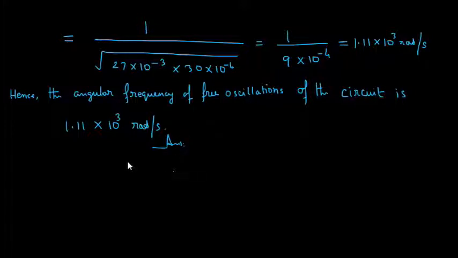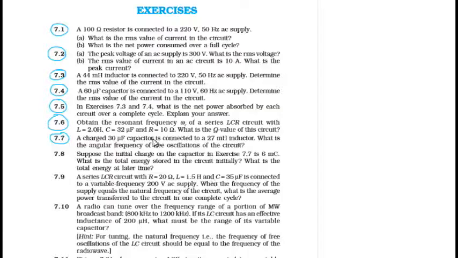So let us see the next problem. The next problem is 7.8. Suppose the initial charge on the capacitor in exercise 7.7 is 6 microcoulomb. What is the total energy stored in the circuit initially? What is the total energy at later time? Let us see the solution.